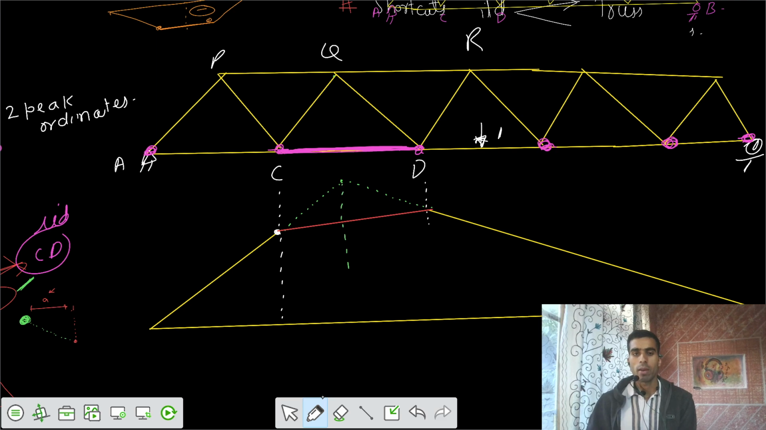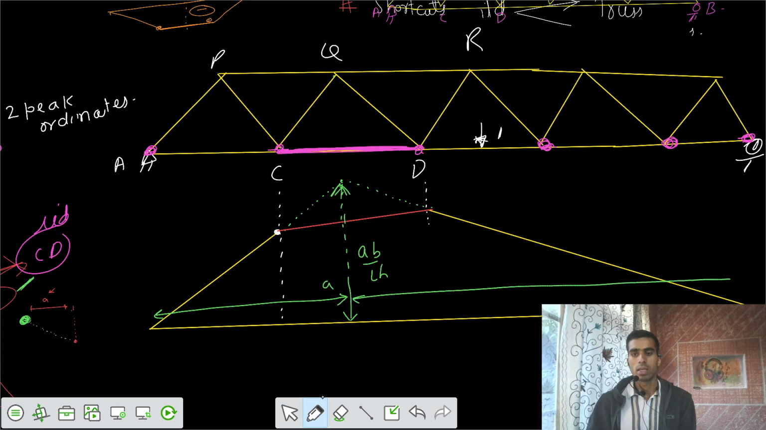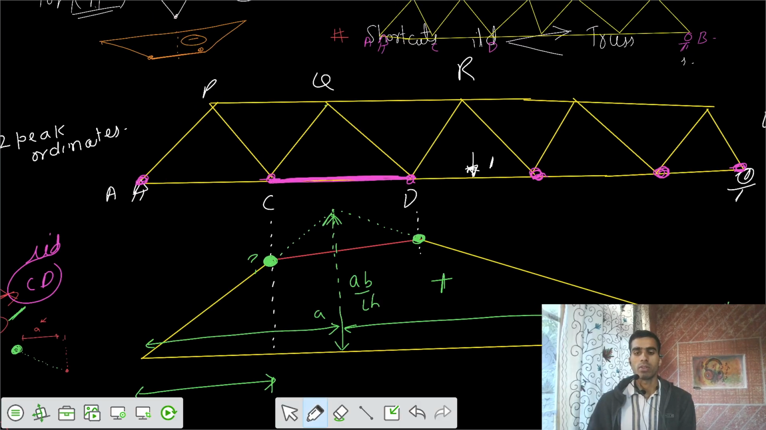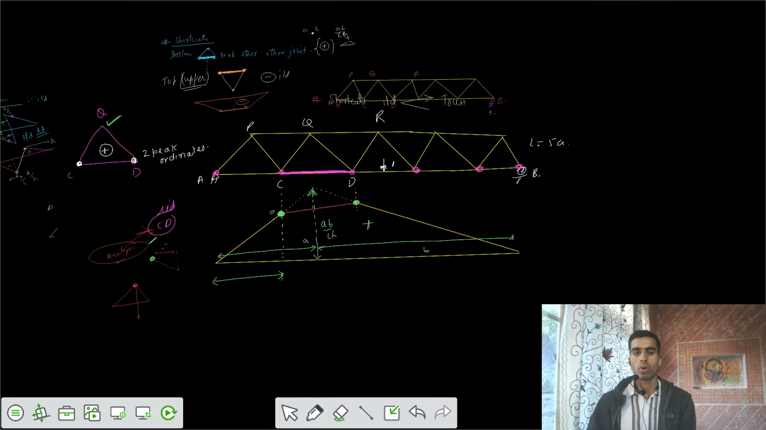This peak ordinate, the actual peak ordinate, which is bigger, would have been equal to AB by LH. If this was A and this was B, then the peak ordinate would have been AB by LH. But because the loading joints are only C and D, your actual peak ordinates are only at C and D, which have some value. You can get that value by symmetric triangles, and that's easy to calculate. And this is a positive diagram for bottom members. Hope you enjoyed that. Hope you got it.